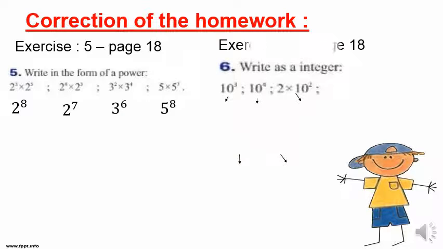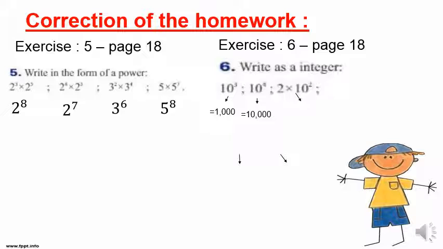Now, starting with exercise number 6 in the same page, write as an integer. It means you have to find the answer. 10 cubed, you can write 10 times 10 times 10, or directly you can put 1 and 3 zeros. 1000. Okay, the second one, 10 to the power 4, 1 and 4 zeros.